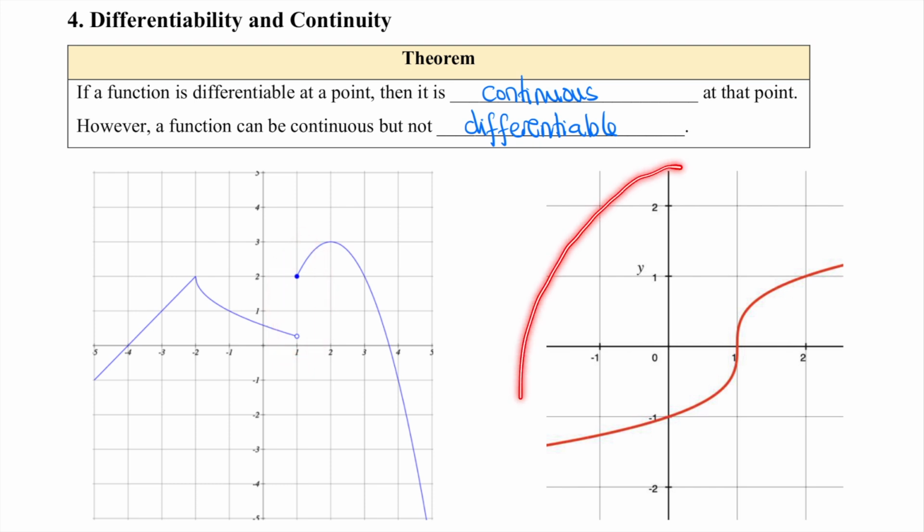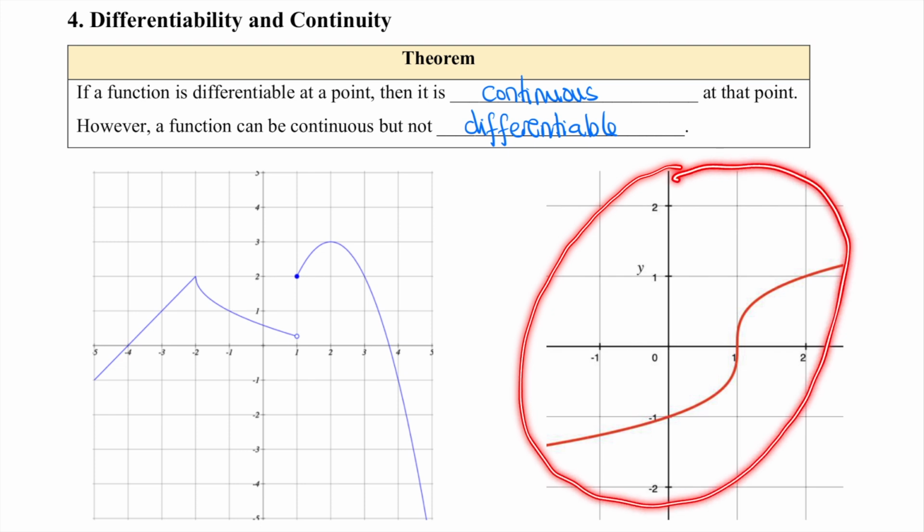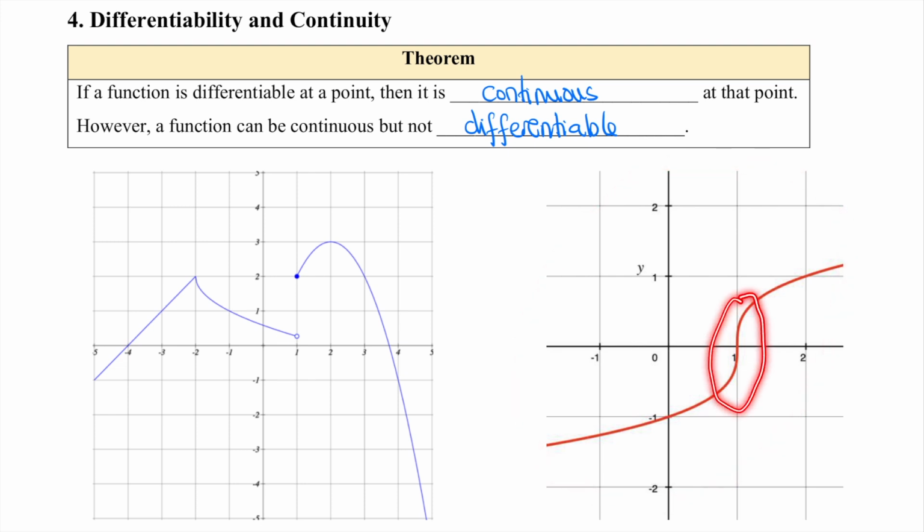Now, let's look at the graph on the right. Near this point, the curve becomes very steep. It keeps getting steeper until the tangent line would be straight up and down. That would be a vertical line. But vertical lines do not have a defined slope. Since the derivative represents the slope of the tangent line, the derivative does not exist at that point.